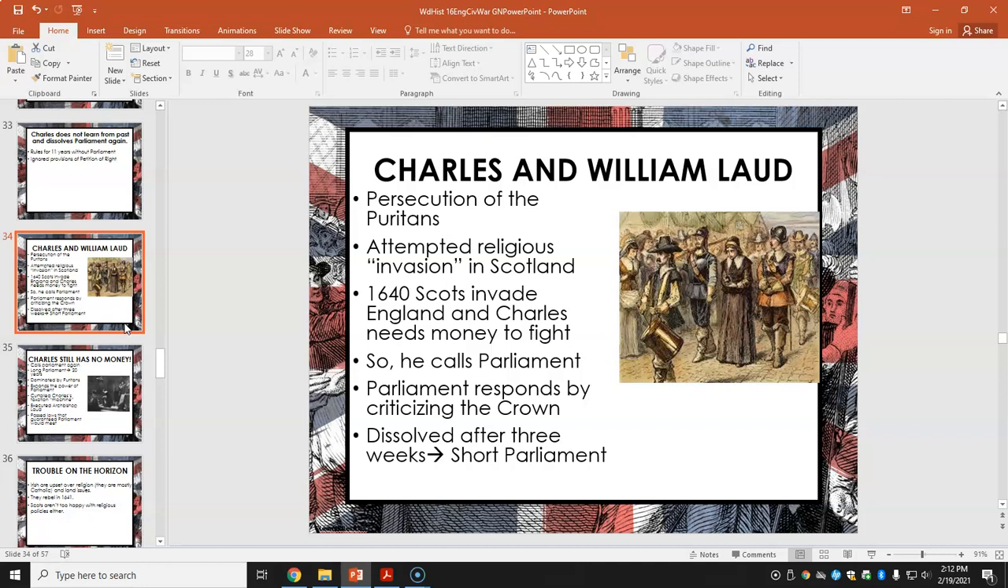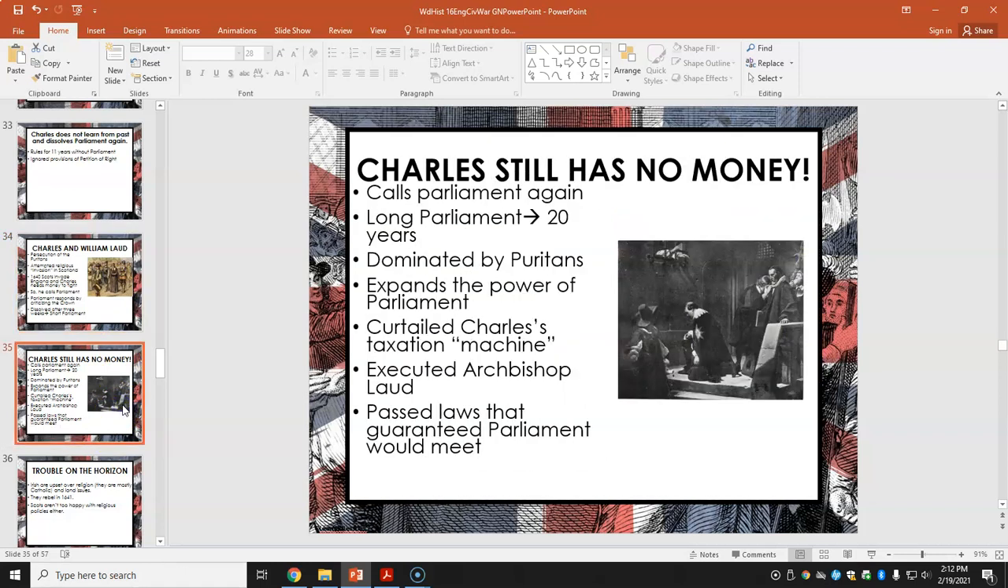This all dissolves after 3 weeks. It is a short Parliament meeting. Okay, so they call Parliament into session just for this reason, and then it only lasts for 3 weeks, and again, there's no more Parliament. Charles still has no money. So again, he calls Parliament. Now, Parliament at this point lasts for 20 years, so that's a lot longer.